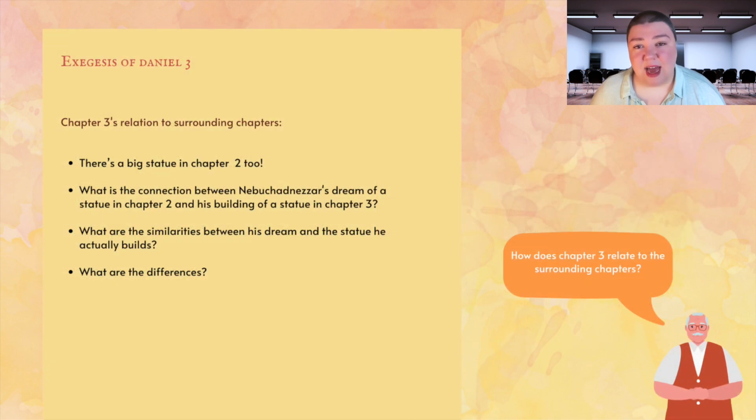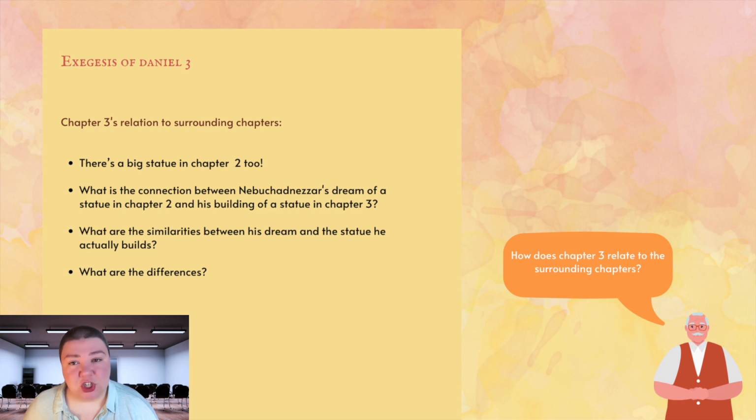Then we ask, how does the chapter relate to the larger context, the surrounding chapters? Well, if we read chapter 2, something might ring a bell for us. Because there's a great big statue in chapter 3, but there's also a great big statue in chapter 2. So we ask, what is the connection, if any, between Nebuchadnezzar's dream of a statue in chapter 2 and his building of a statue in chapter 3? What are the similarities between his dream and the statue he actually builds? What are the differences?